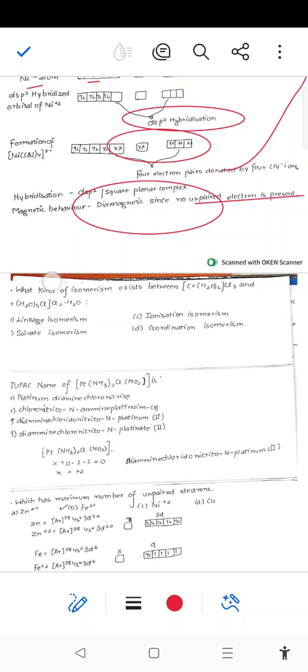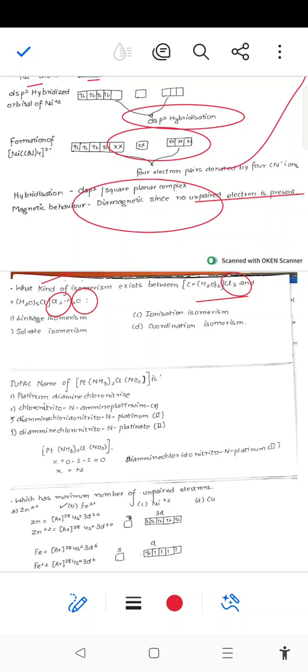Next, what kind of isomer exists between [Cr(H2O)6]Cl3 and [Cr(H2O)5Cl]Cl2? So here we can easily see the Cl3 and here Cl2 and water molecules. So there is a different number of ligands present inside the closed bracket and outside the closed bracket. So the right answer is solvate isomer.